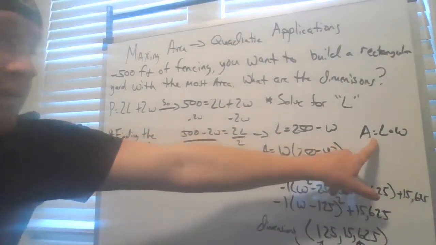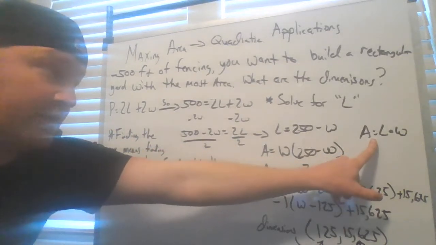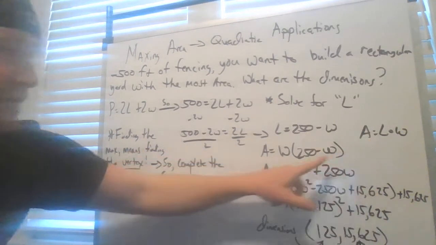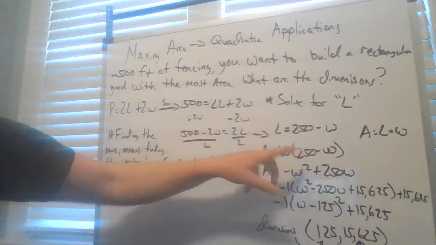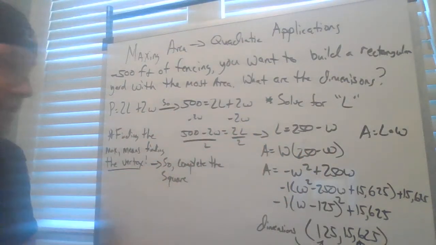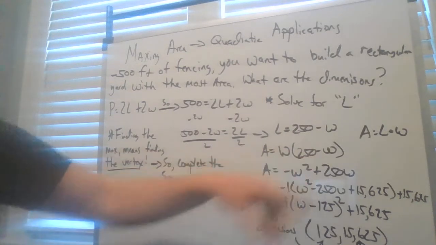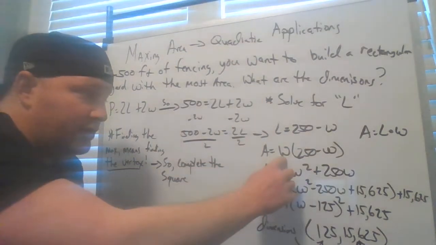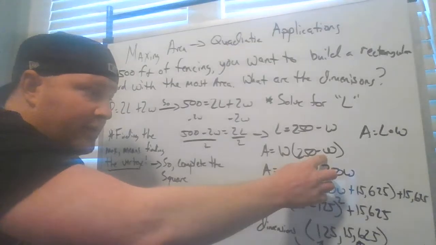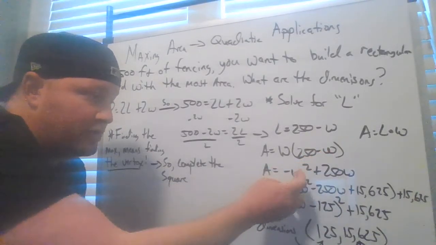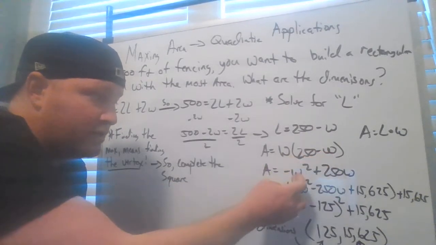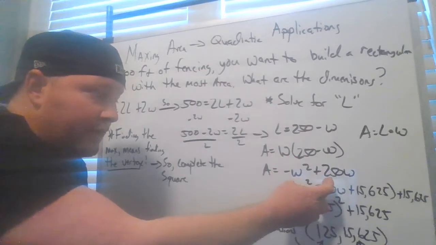I also know the area formula of a rectangle is length times width. So now that I know I got both dimensions in terms of W, now I can solve this, and this is a quadratic function. So I know to do W times 250 minus W, and instead I just put the W squared first. So this is a negative W squared plus 250W.